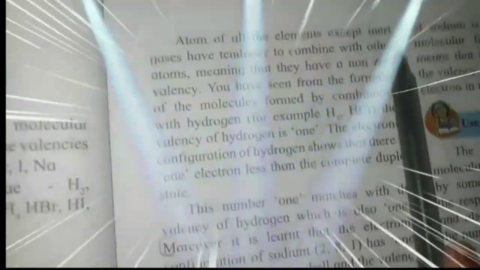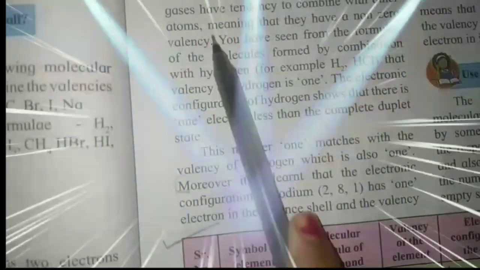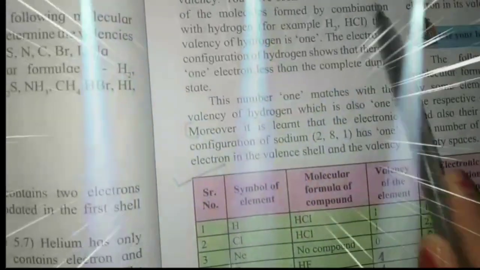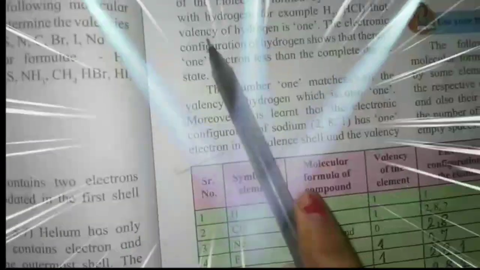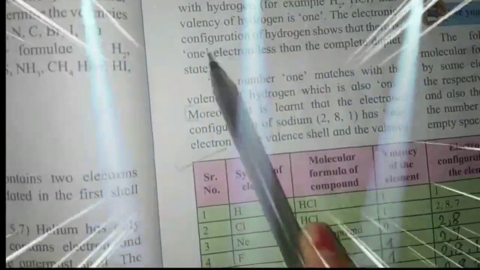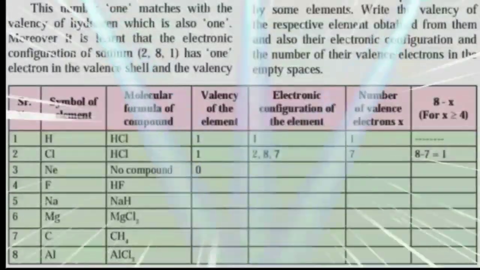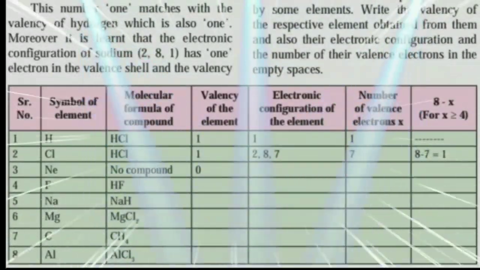Atoms of all the elements except inert gases have a tendency to combine with other atoms, meaning that they have a non-zero valency, which means they can combine. You have seen from the formula of the molecule formed by combination with hydrogen, that is HCl, that the valency of hydrogen is 1. The electronic configuration of hydrogen shows that there is 1 electron less than the complete duplet state. This number 1 matches with the valency of hydrogen, which is also 1.